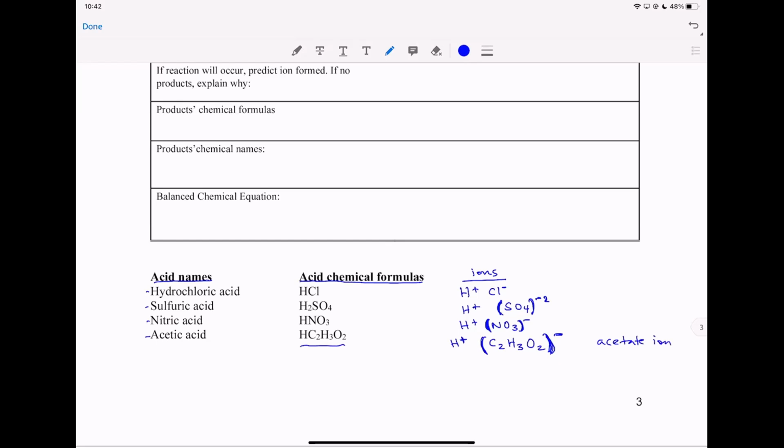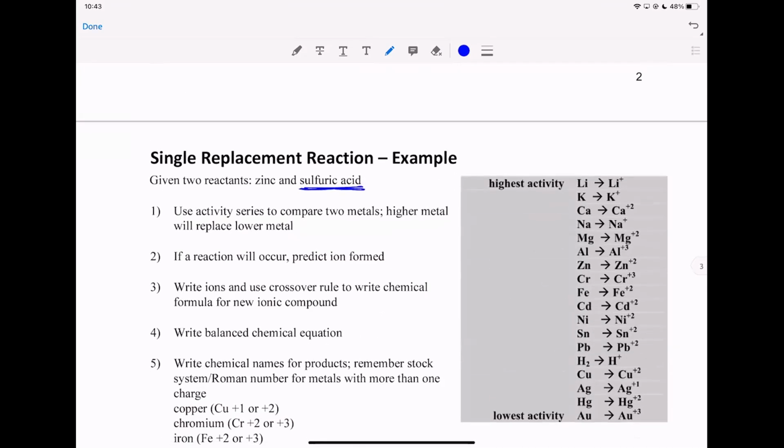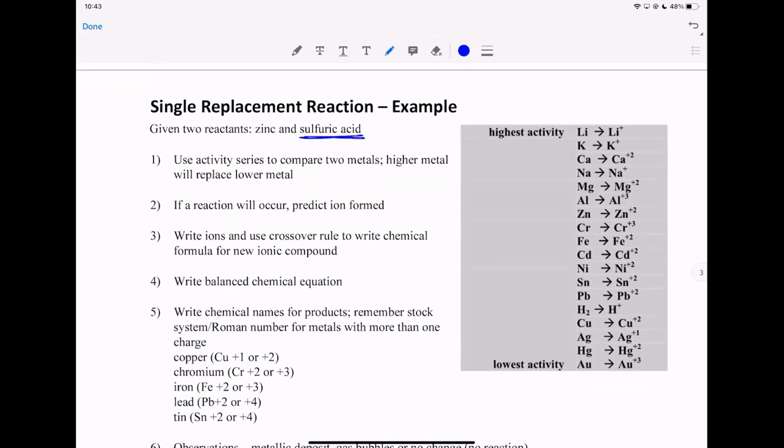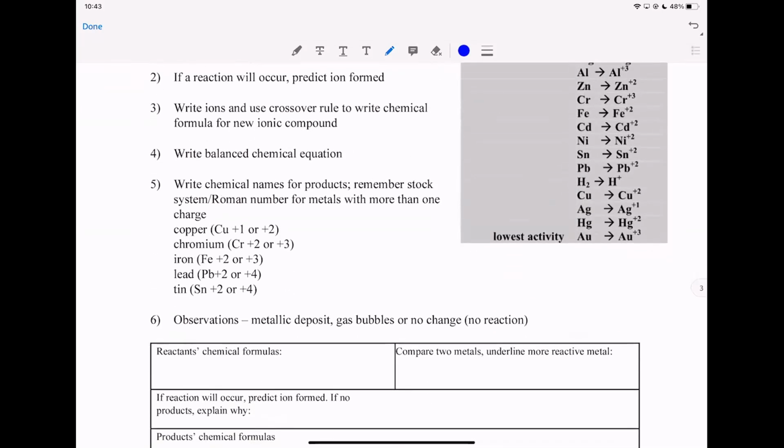And so you need these ions because when you are writing the ions to predict the new product, you need to write the ions and use the crossover rule. So you have the sulfuric acid chemical formula, which is H2SO4. Okay, so you want to have these two reactants, which are zinc and sulfuric acid, and write those reactants' chemical formulas in the first box.